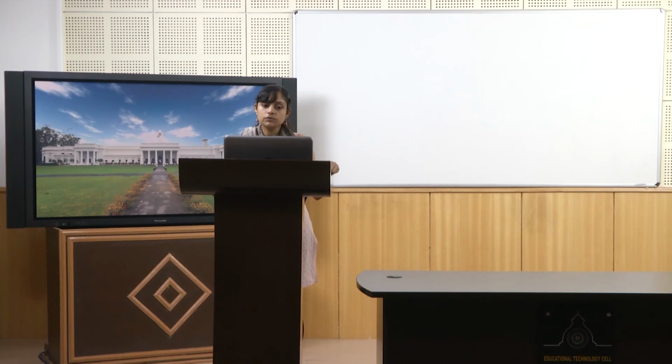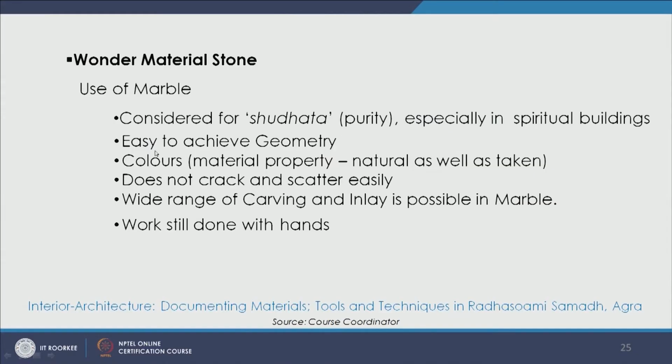Also in this module we understood something very interesting, because we are talking about documentation of materials and learning how the materials play a role in space making through different techniques. So we could learn that marble was extensively used in this building because of course it's a spiritual building and it's considered pure, but it is very important to understand that it's easy to achieve geometry in marble. It allows for varied kinds of carvings. It doesn't crack or scatter easily. It has many colors and natural pigments available over there.